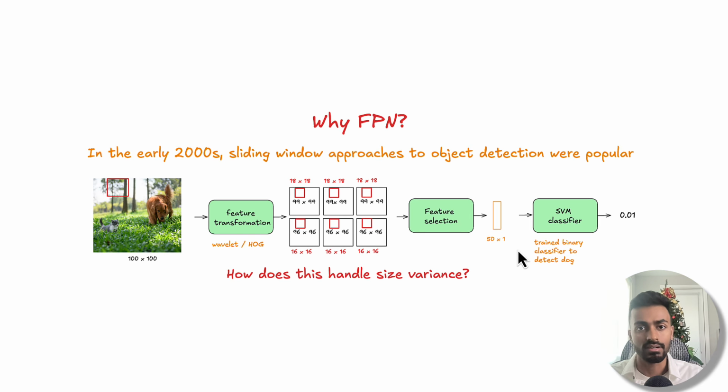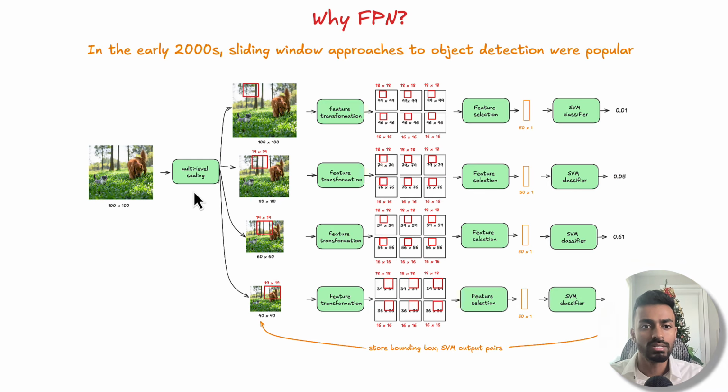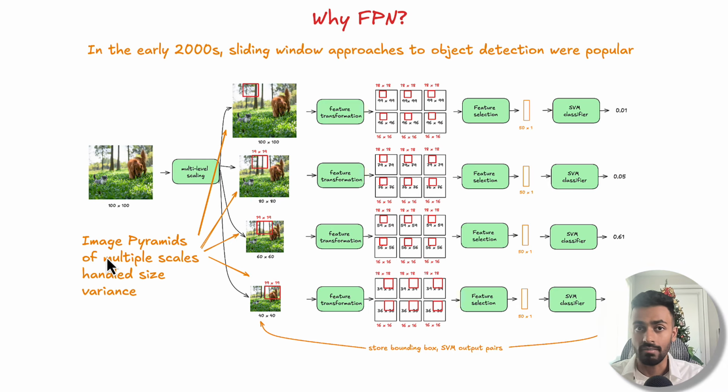To handle this, though, these older sliding window approaches would use something called image pyramids. That's basically taking the input image and scaling it at different levels. So this is 100%, 80%, 60%, 40%, right? And then what we would do is apply the same fixed size window, let's say 19 by 19 pixels, across each of these images.